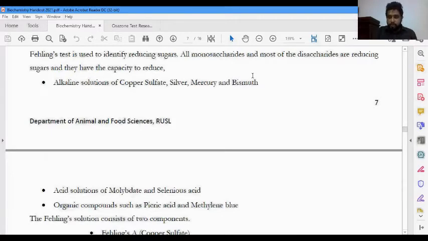Reducing sugars can react with mild oxidizing agents. You know that reducing sugars are reducing agents, thereby they can do redox reactions with oxidizing agents, especially with mild oxidizing agents.